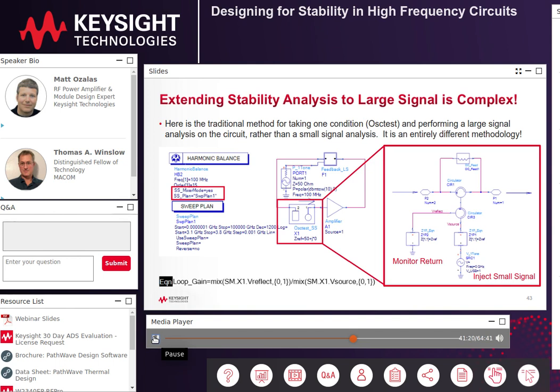So let's take again the case of OSTest. For a small signal, we just inserted a component and ran this quasi-S parameter simulation. That was pretty easy.